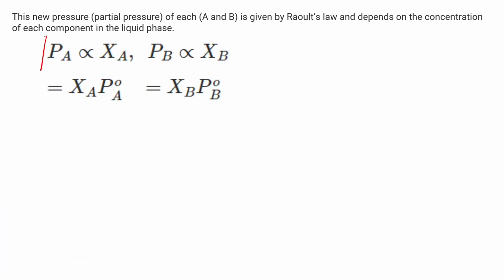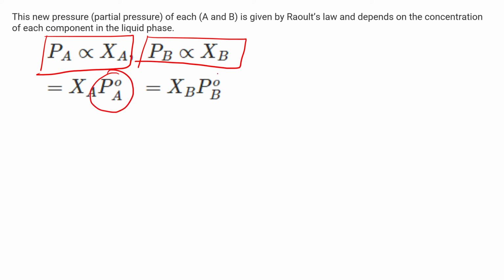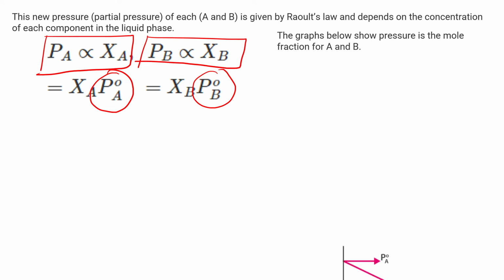That is, PA is directly proportional to the mole fraction of A, PB is directly proportional to the mole fraction of B, and we can remove this proportionality sign by writing the partial pressure of the pure solvent A and the partial pressure of the pure solvent B. Thus, the graph below shows the pressure against the mole fraction of A.